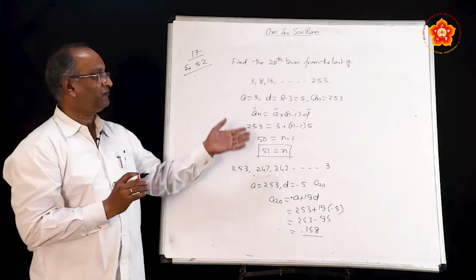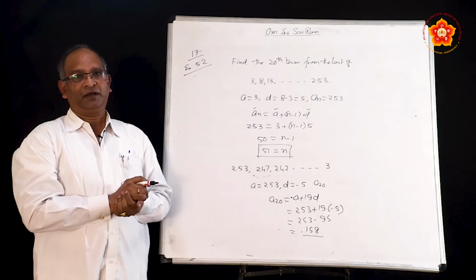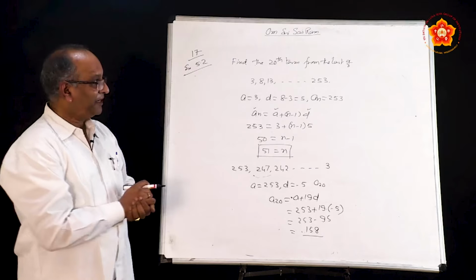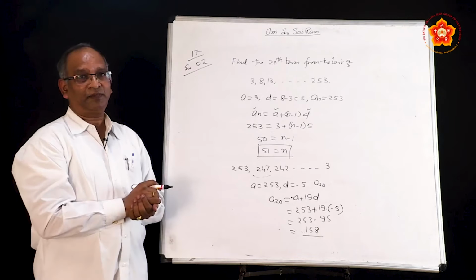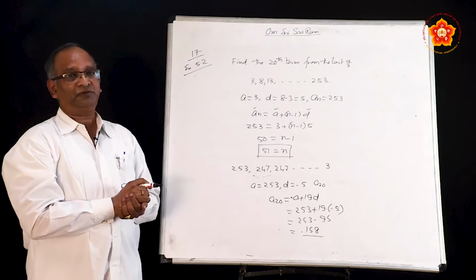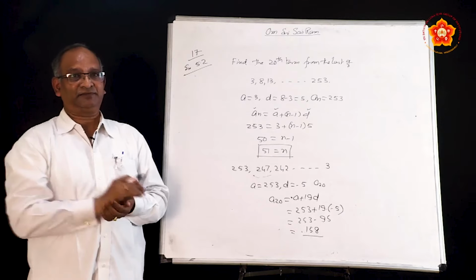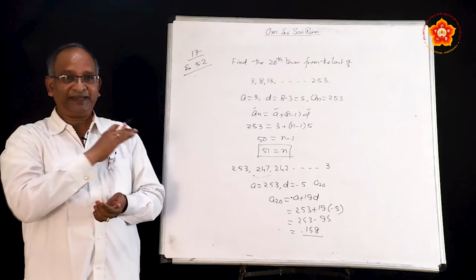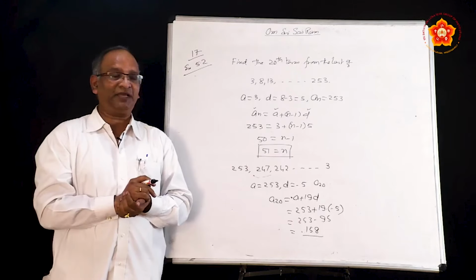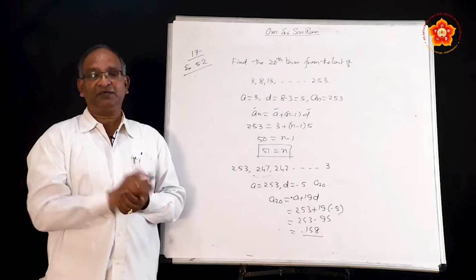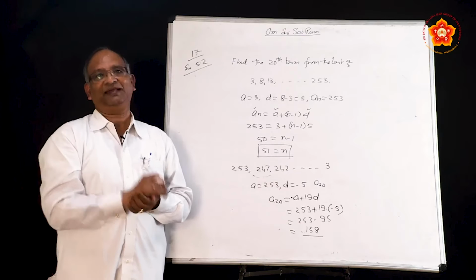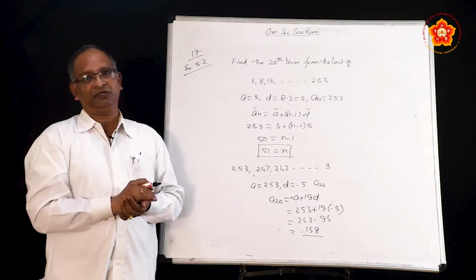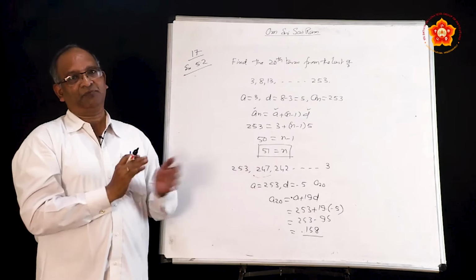What is the other method? Suppose you don't want to follow this particular method, how can we solve this problem? This problem can also be solved by finding the 20th from the last. The total number of terms we have found is 51. The 20th from the last is going to be the total number of terms minus 20 plus 1th term from the beginning. So in that particular way also we can solve this problem.